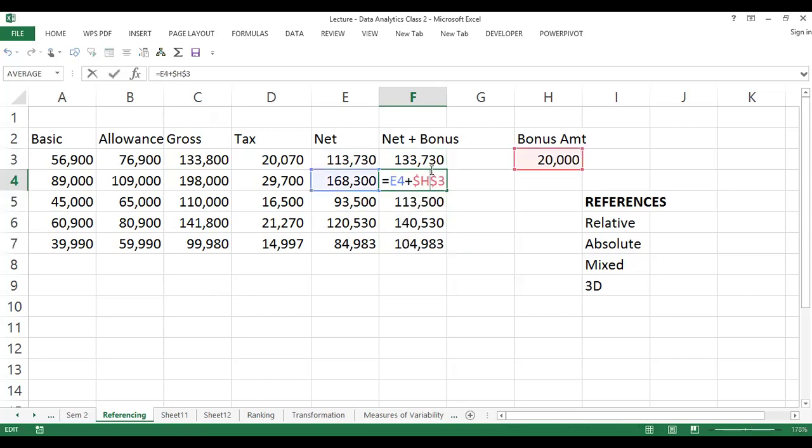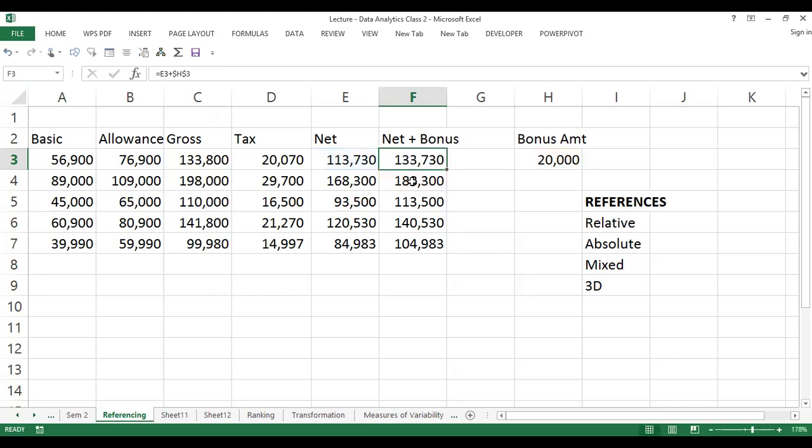Why? Because it keeps picking that 20,000. The $ sign makes it fixed, makes it not move. This is absolute referencing. It's absolute referencing.